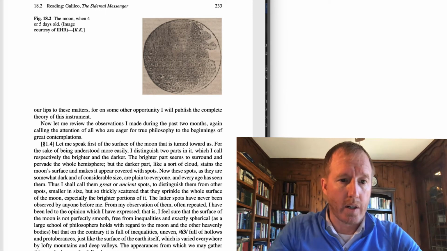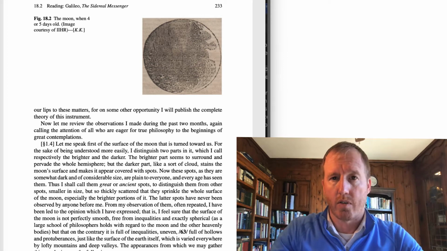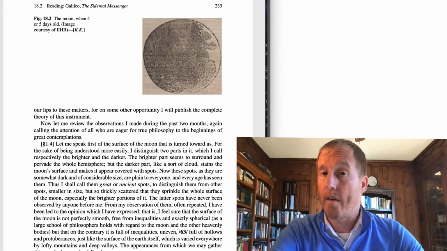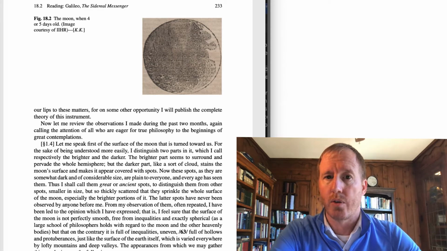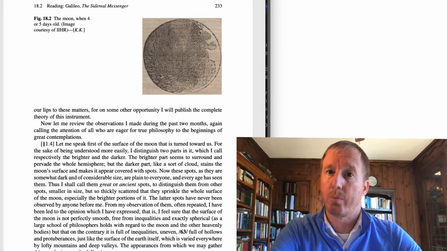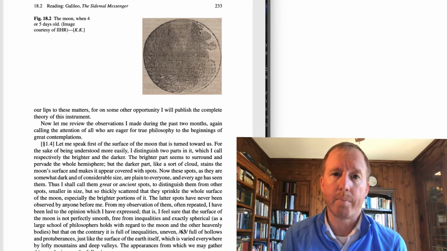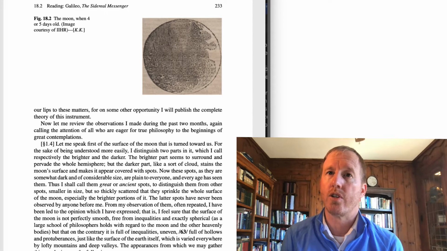I just want to point out a couple of things. He mentions, first of all, that when you look at the moon, there are these large, bright and dark regions. He calls these great or ancient spots, and everyone's aware of these. If you go out and look at the moon, you'll see these bright and dark regions. But in addition to that, there are these very small bright and dark spots that are only visible if you look at the moon through a telescope, such as the one that Galileo was able to build. And he mentions that these look just like mountains and valleys on the Earth.